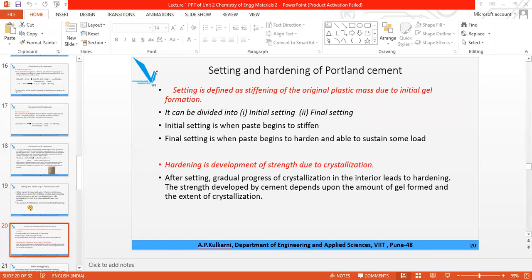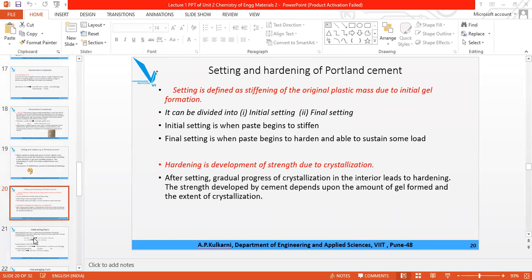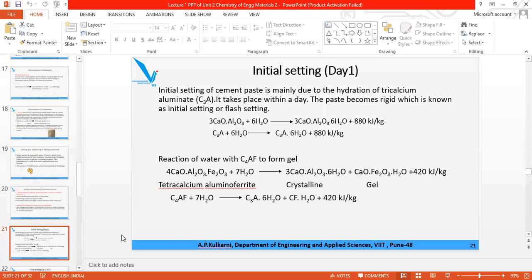So we have seen the setting. We have two types: initial setting and final setting, and then we have hardening. In hardening, final strength is developed. In initial setting, stiffening takes place, and in final setting, initial strength is developed. All this is due to two reasons: crystallization as well as gel formation.